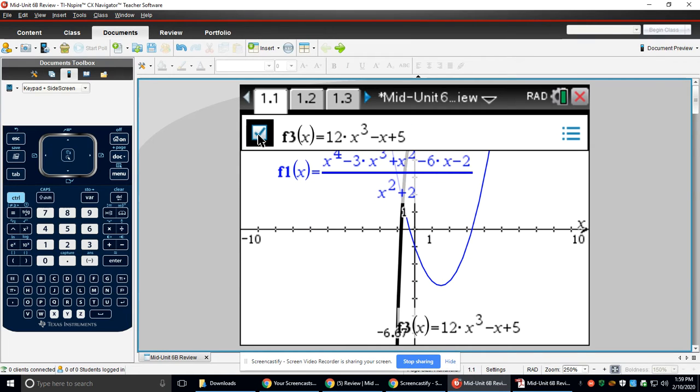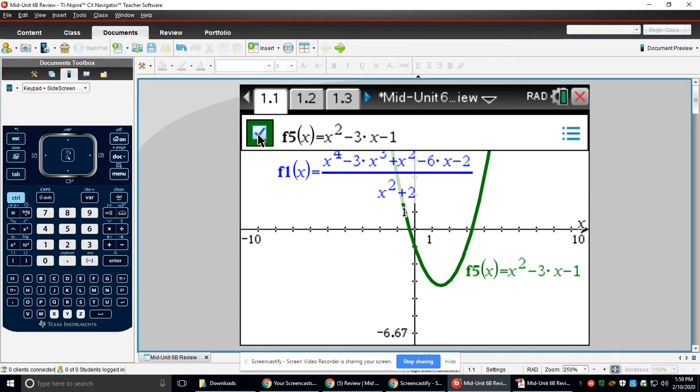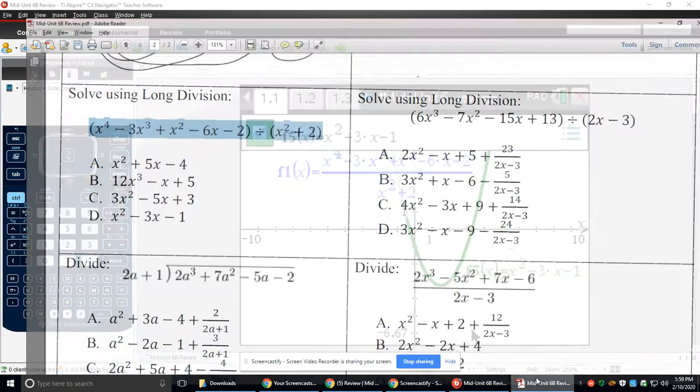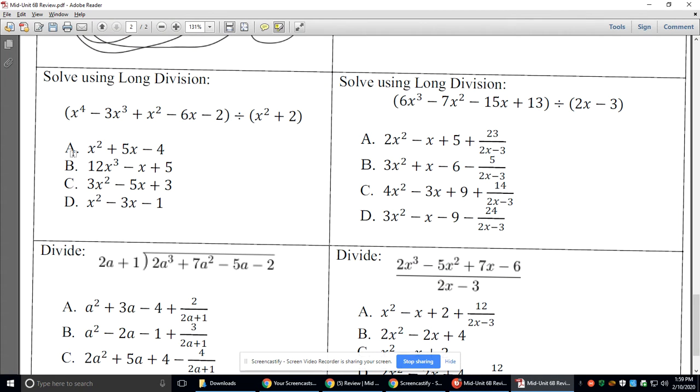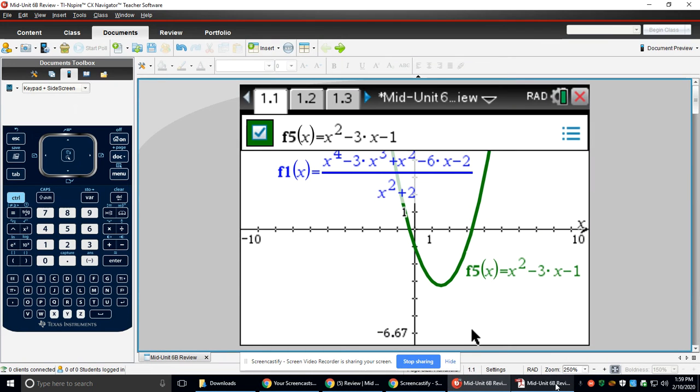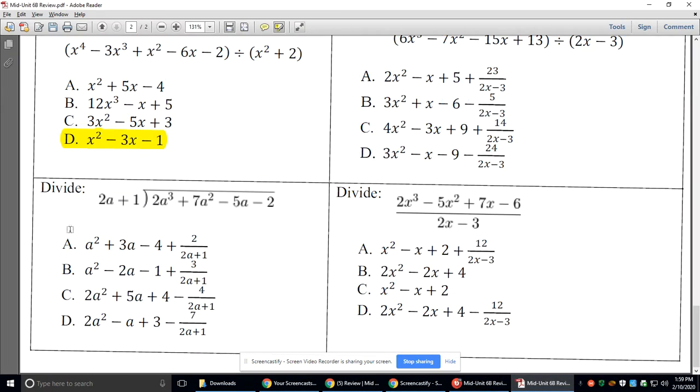B is not the right answer. C is not the right answer. D is the right answer. This is what you're looking for, an overlapping graph. If the graph overlaps, then you know what the answer is. I know the answer is D because it makes the same graph. You just have to type in the exact same thing that you were given to start with and then your answer choices. Okay? So moving on to this last one, here the letters are A's.